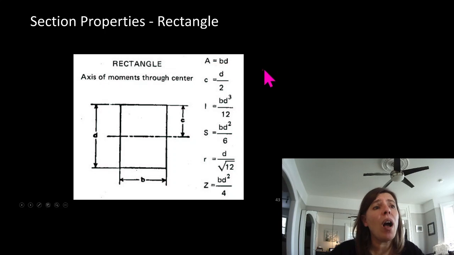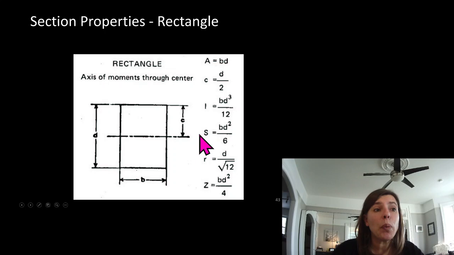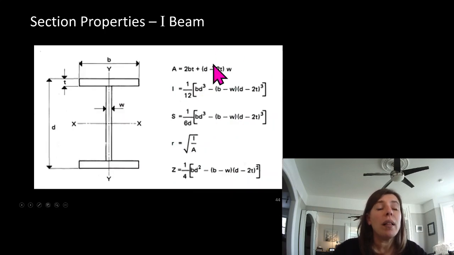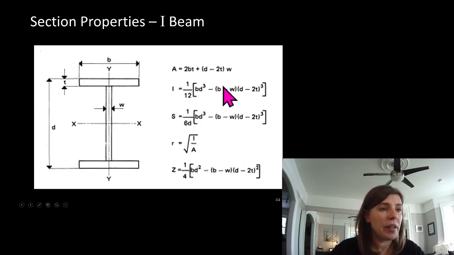So we know that there's a process. We know we can figure out A. We know we just derived I, or I showed you a very crude approximation of it, and we manually derived S and Z for a rectangle. Well, I'm never going to make you derive those again. From this point on, you can look up how to calculate the section properties.